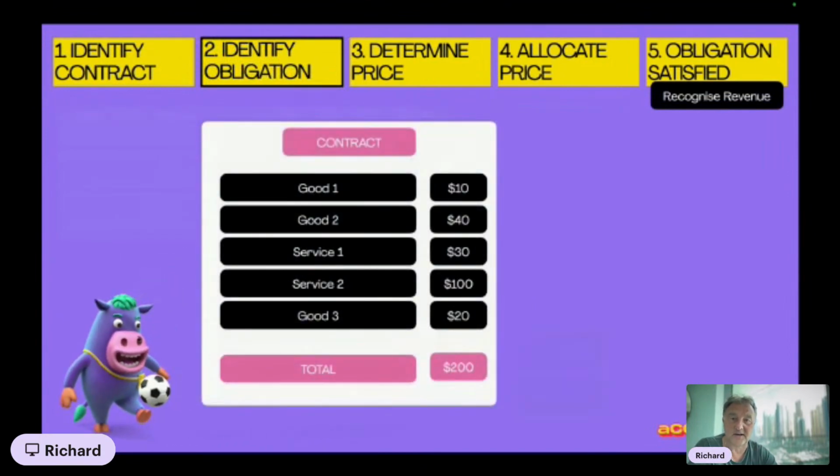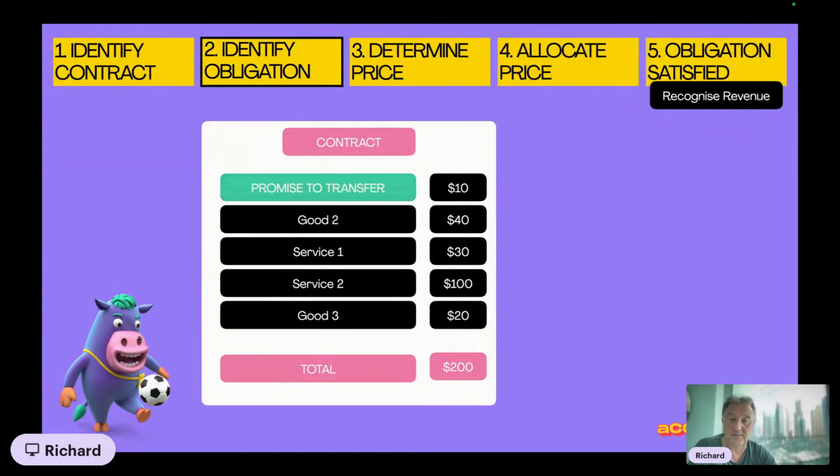So here's a contract for 2 goods, 2 services, 3 goods and 2 services. So the obligations are each individual one. So you've got an obligation for good number 1, an obligation for good number 2, and an obligation is basically a promise to transfer. So if they've paid for a book, it's the promise to transfer a book. So normally your obligation is to give them a book or whatever it is you're transferring.